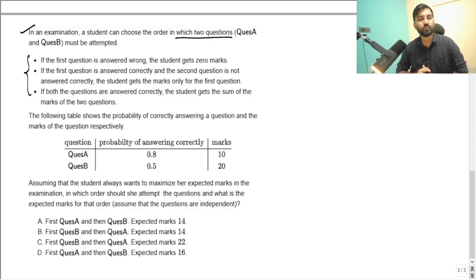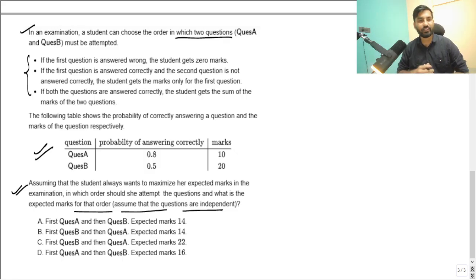The following table shows the probability of correctly answering a question and the marks of the question respectively. So this is the table they have mentioned: the probability, as well as the marks you will obtain if you solve the question correctly. Assuming that the student always wants to maximize her expected marks in the examination, in which order should she attempt the questions, and what is the expected marks for that order? Assume that the questions are independent, like solving both questions is going to be independent, right?